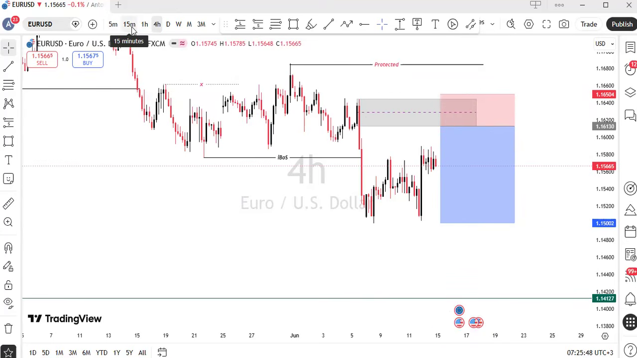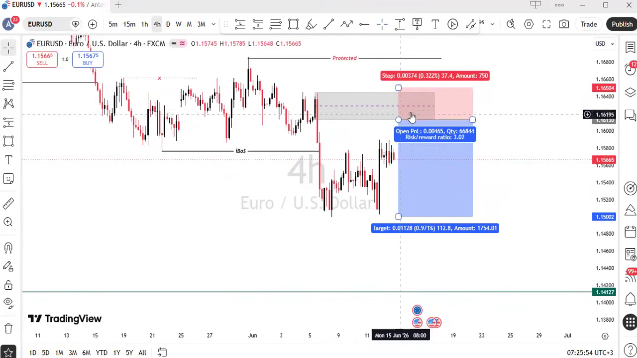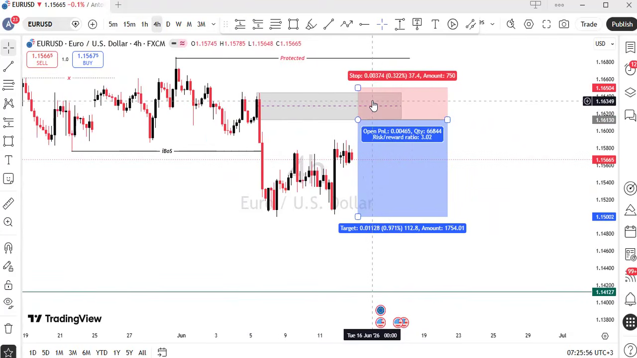I will go direct to the 15 minutes time frame. So what do I expect? I expect the 15 minutes time frame to be bullish, as it is heading to this point of interest of mine.